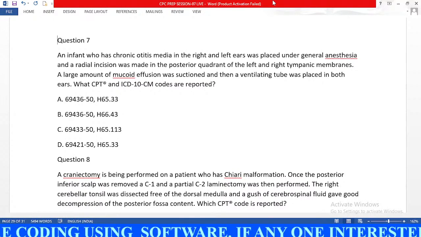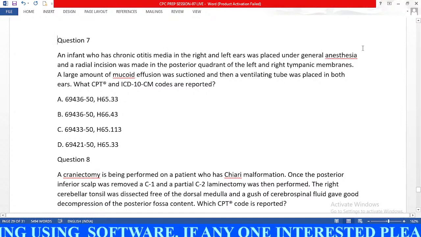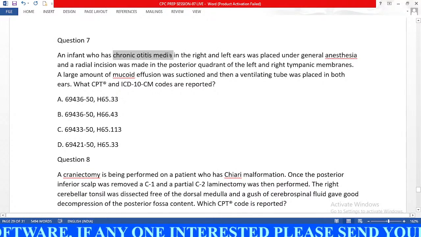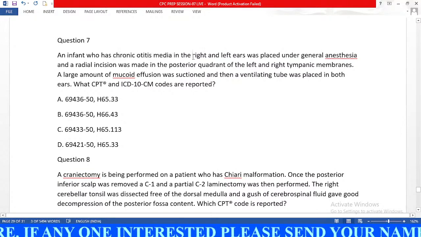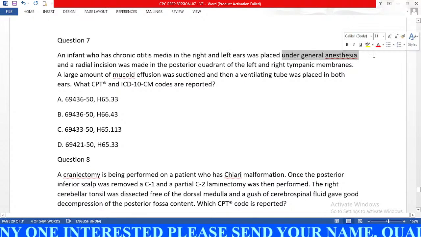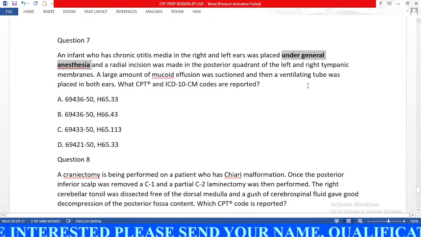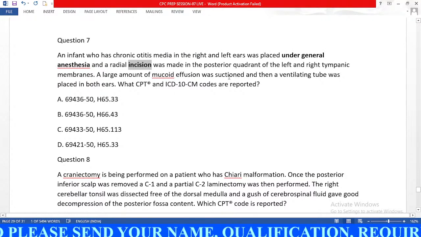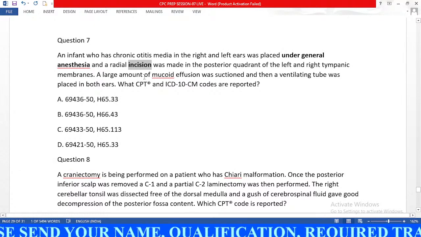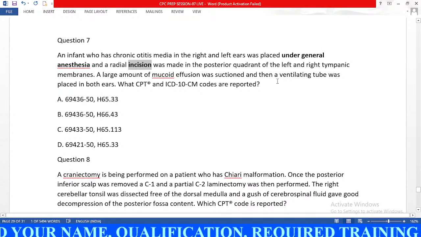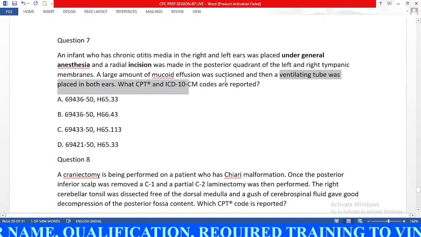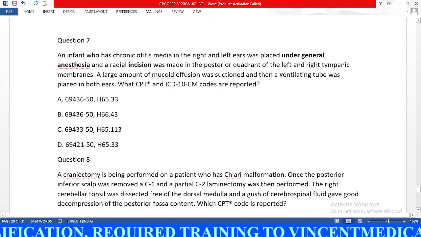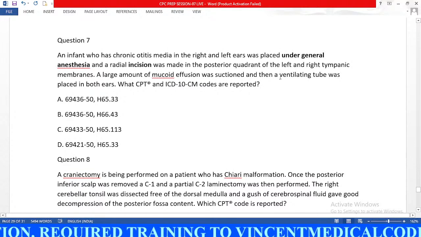Here our answer is A. We can check answer A here. So here we need to identify the keywords. Otitis media in the right and left ear, both placed under general anesthesia. Then here the physician has performed an incision. Incision means it is an open procedure. Posterior quadrant, left and right tympanic membrane, large amount of mucoid effusion was suctioned and then ventilating tube was placed in both ears. So this is the most important keyword here. Ventilating tube was placed. So indirectly we can call it insertion of ventilating tube.